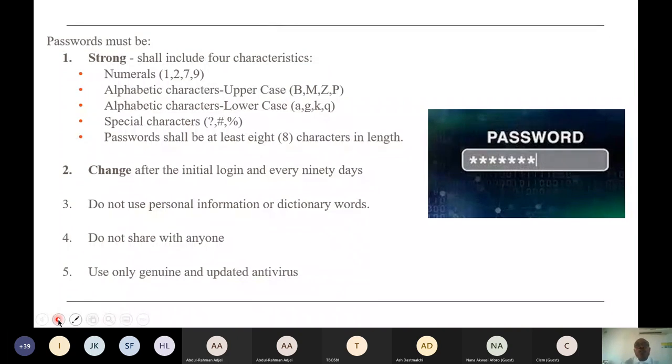You stay focused on the four broad categories, and I repeat: the number, the alphabet, which is a capital letter and the lowercase, the special character, and a minimum of 8 characters. So if your password does not comply with this, make sure you change it after the presentation and make it strong. You are not supposed to share your passwords with anyone.